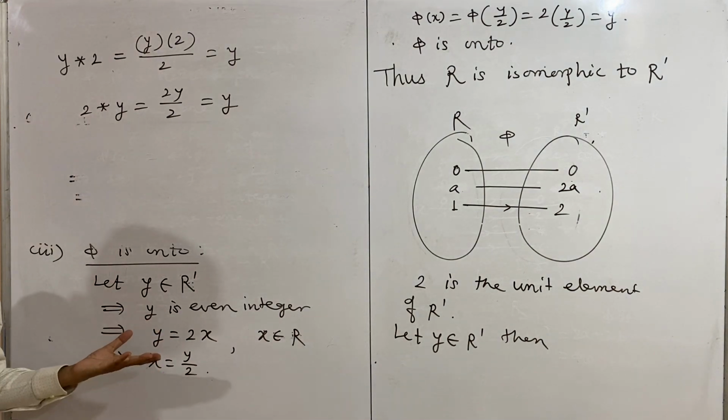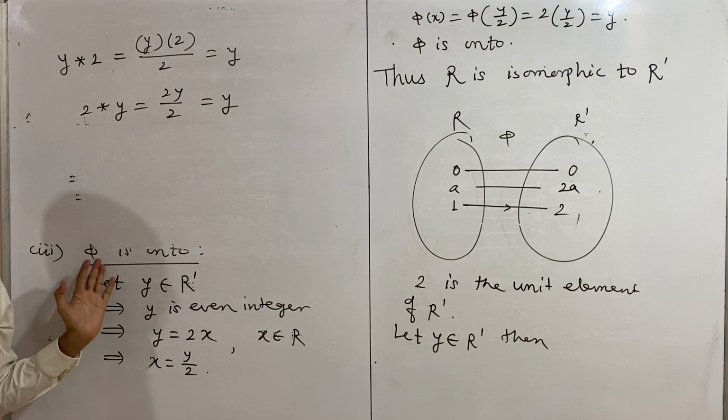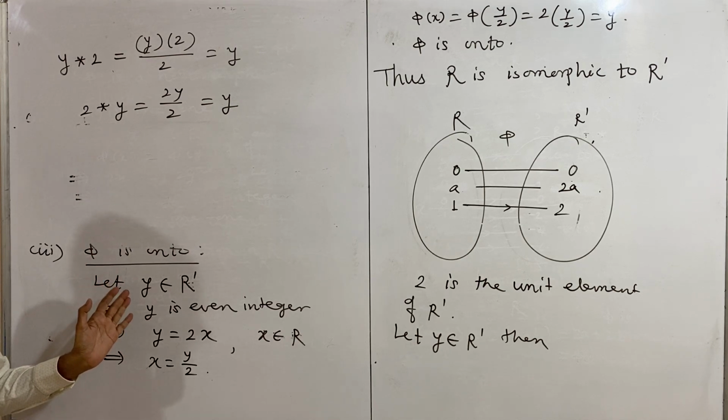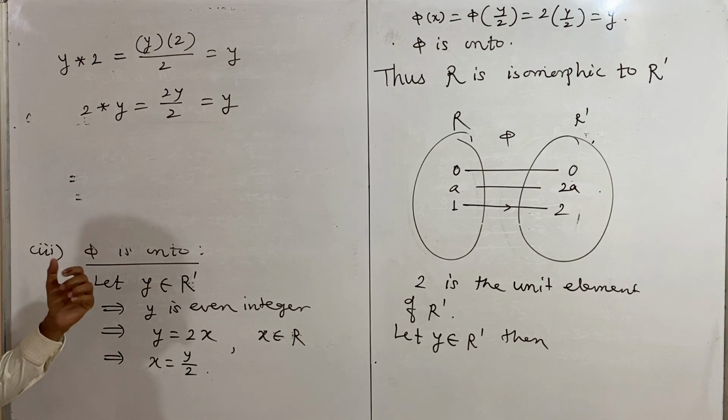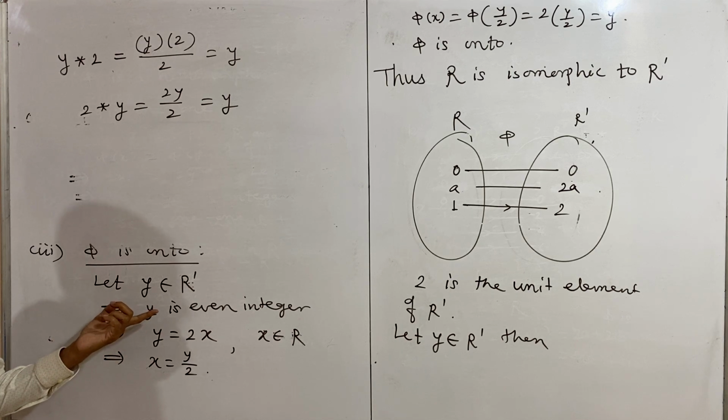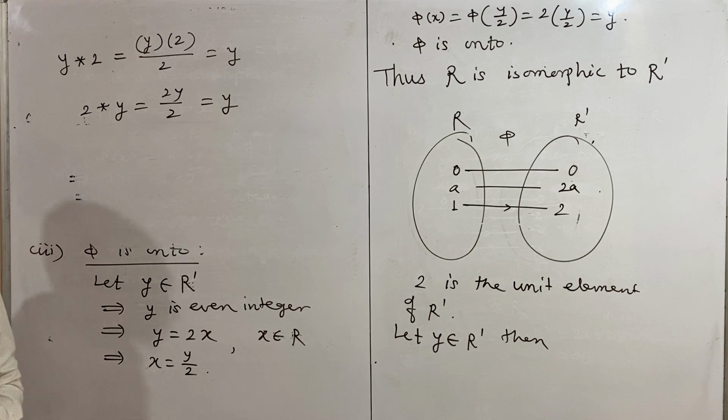So I hope you can understand this mapping, which is a special mapping known as isomorphism, and we have seen an example of 2 rings which are isomorphic to each other. Remaining part we will continue in our next lecture. Thank you for watching the lecture.